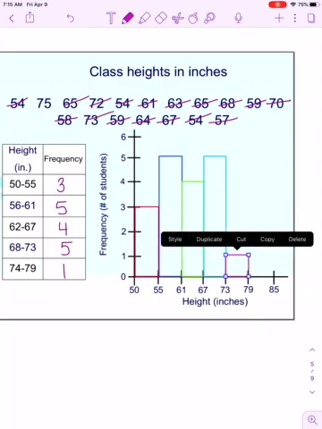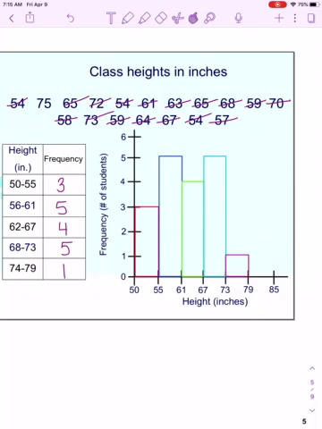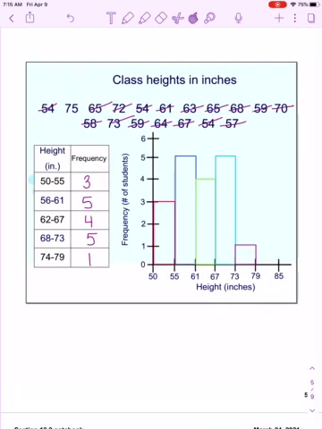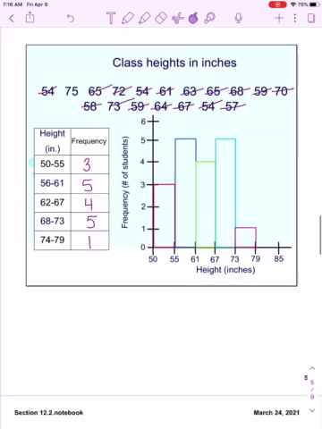Bars are touching. Go up to your frequency. Once you know what the frequency is, you just count for each of them. And then you can see the most was tied at 5 between those two. The least was very clearly that last grouping. Okay, you can see most of the data is chunked towards the beginning.